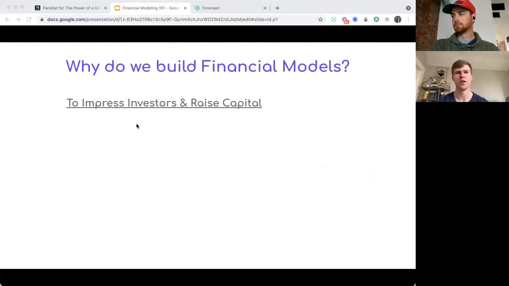So the first thing that a financial model will help you do is it'll help you impress investors and it'll help you raise capital. The best way to communicate with an investor is in their own language, which is in the language of finance.